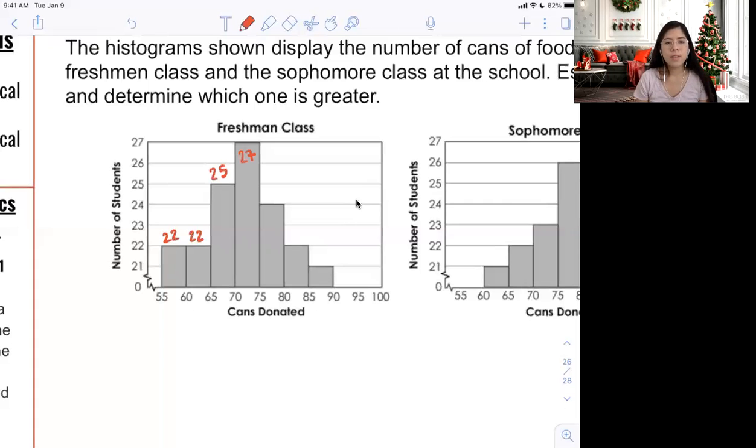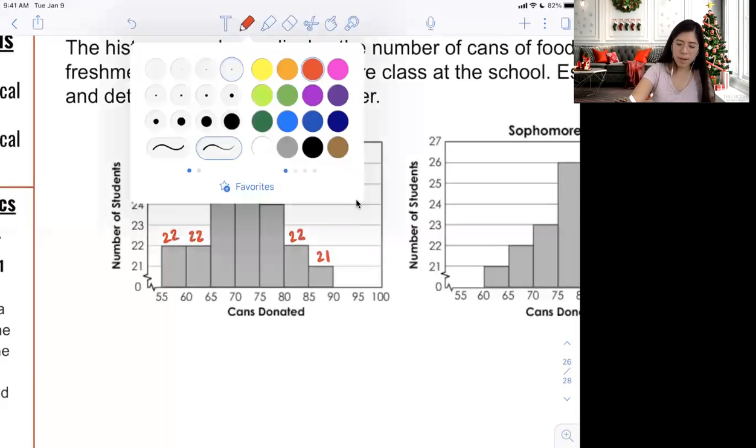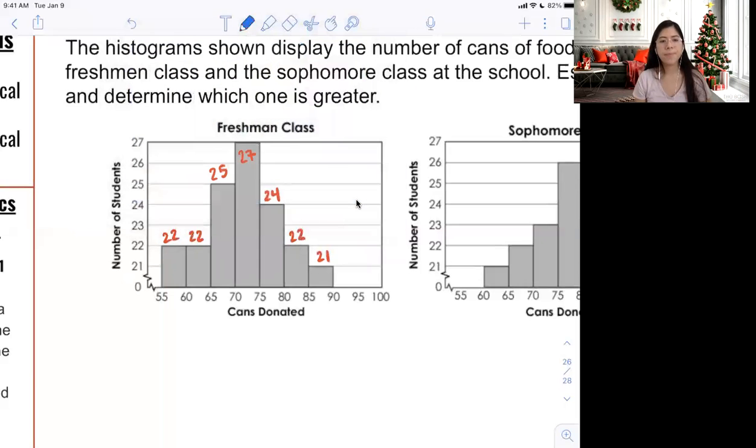Okay. Next one is 24. The next is 22 again. And finally, 21. Okay, so first we find all our totals. Then what we're going to do, and this is where it gets a little bit complicated, so I want you guys to just keep track and copy things down the way I'm copying them down once I start writing it down.